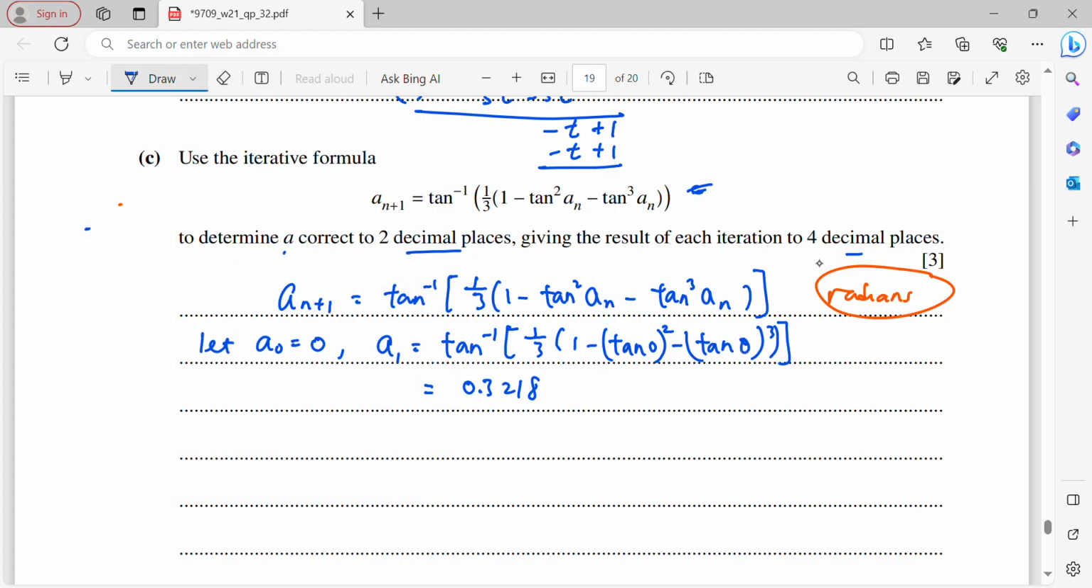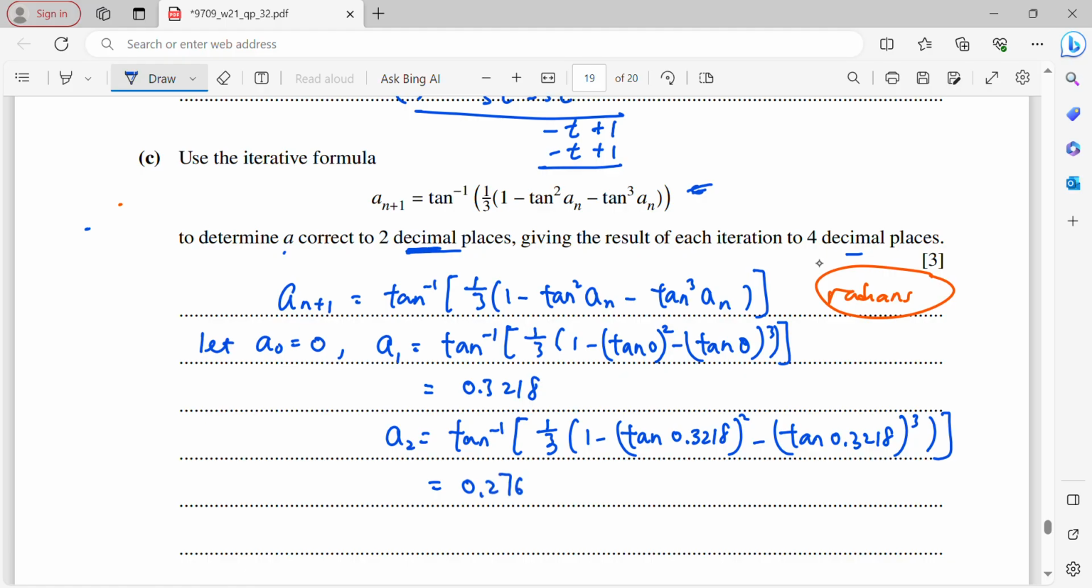So remember that. So now, to get 2 decimal places, make sure you get the same 2 decimal places for the a. So now obviously they are not the same, then I need to continue. It will be inverse tangent 1 over 3 times 1 minus tangent 0.3218 squared, then minus tangent 0.3218 cubed. Then this is going to be 0.2767. Now when you check these two values, 2 decimal places, they are not the same, then we have to continue.